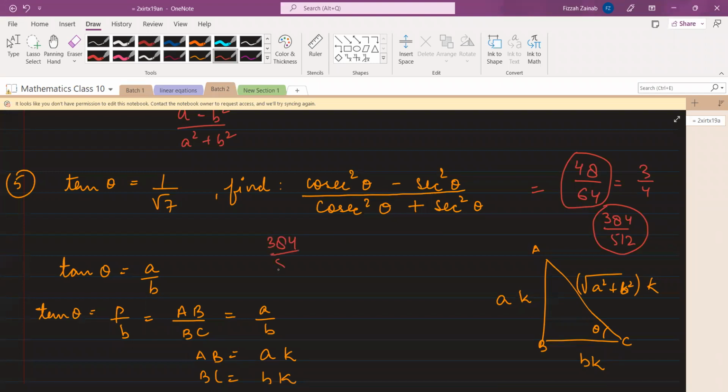384 by 512. So let us divide by 2. 2 into 1 and 2 into 9 and 2 into 2. Then 2 into 2, 4. 2 into 5, 11. Again by 2. So 2 into 9 is 18 and 96 divided by 2, 2 into 1, 2 into 2, 128. Then again 2. So 2 into 4 is 8 and 2 into 8 is 16. Then it is 64. Yeah, it will be 3 by 4.